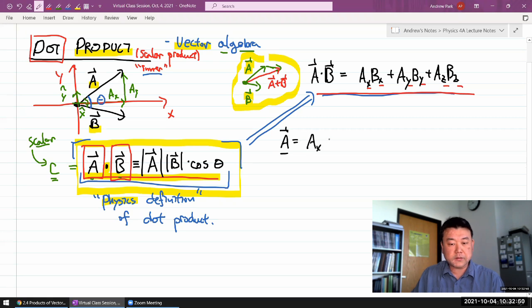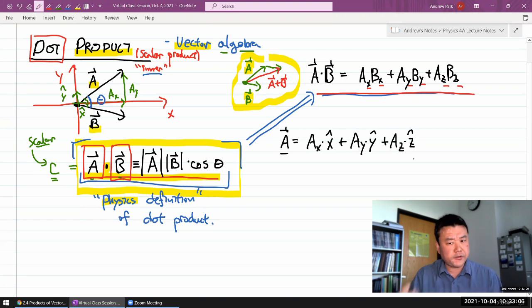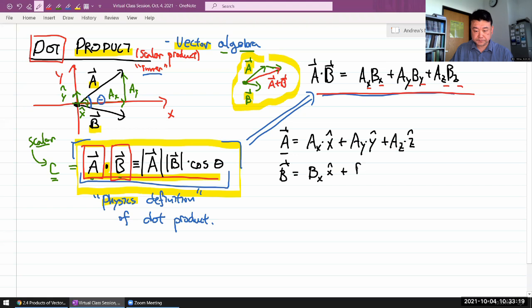So the x component times the x hat for the x direction, plus the y component times the y hat for the y direction, plus the z component times the z hat. This is the kind of writing that you can only do after you have defined your axes. And even though you don't see a z axis, you should assume that there's a z axis somewhere. And I can do the same thing with vector B: bx x hat plus by y hat plus bz z hat. So those are our two vectors.